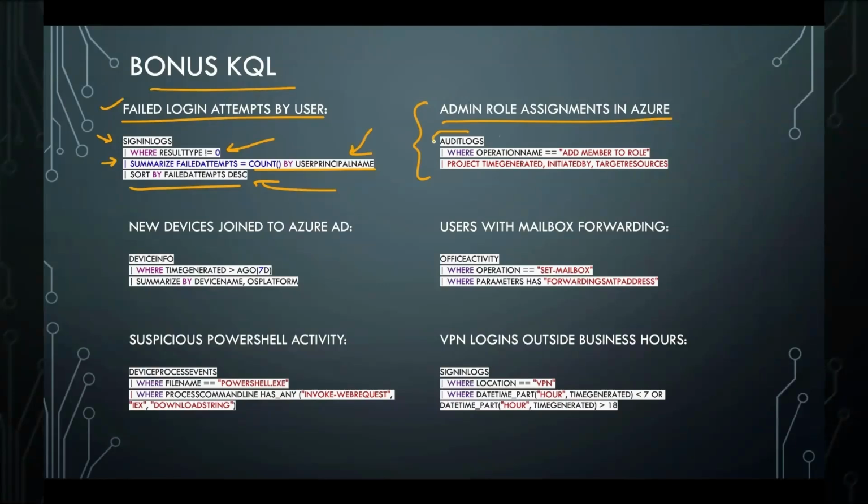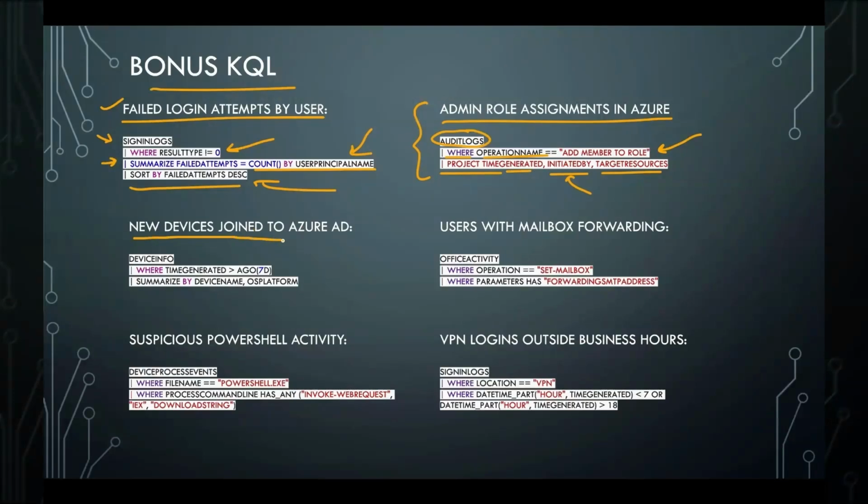So we are going to use the audit table, and then a filter here where the operation name is add member to role. So if any user is added to a new role, it is going to trigger, and then project. So it is going to project the time generated, initiated by, and target resource. So initiated by will give you who added, and target resources is to whom you are going to give the access.